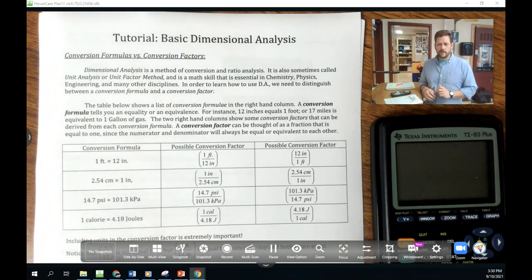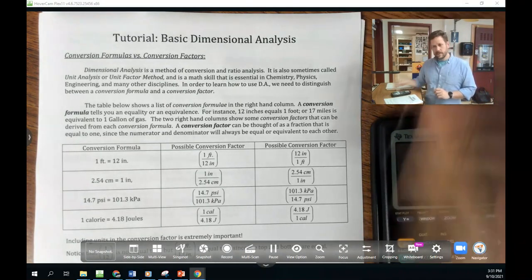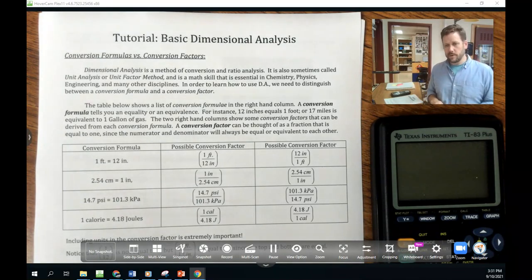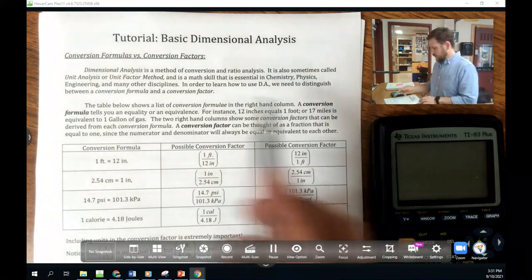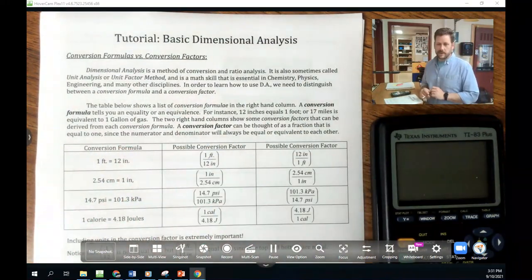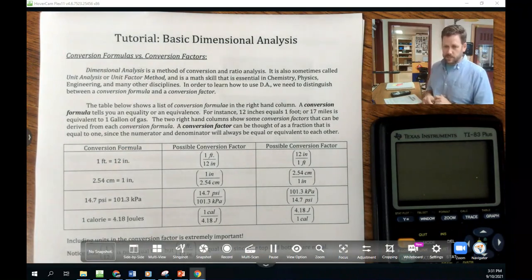All right, so in this video, we're going to introduce basic dimensional analysis. Dimensional analysis is a way to convert from one unit to another. It's sometimes called unit analysis or the unit factor method. It's very important in chemistry and physics and many other disciplines.